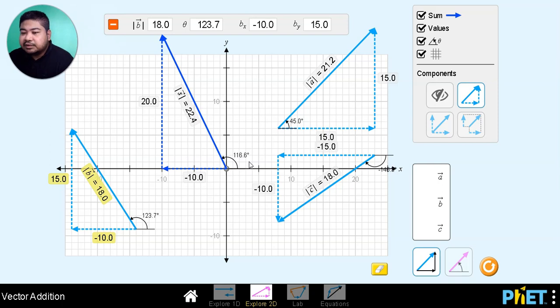You need to be comfortable with resolving vectors, with the negative sign of the vector, and also how to add vectors. If you have more than one vector, how do you add the vectors and find the resultant vector? The resultant vector is the blue vector here, so you need to find the magnitude of the resultant vector, and then find the direction of the resultant vector by adding all the vectors here. I think that is it for this video.